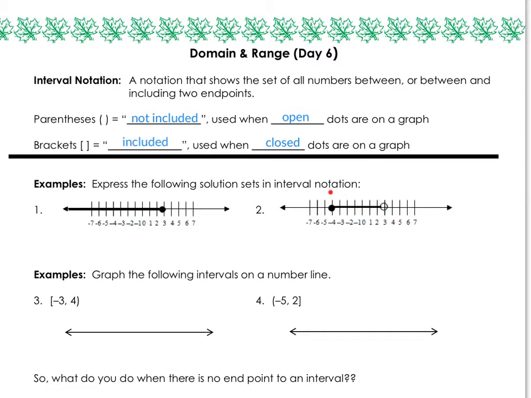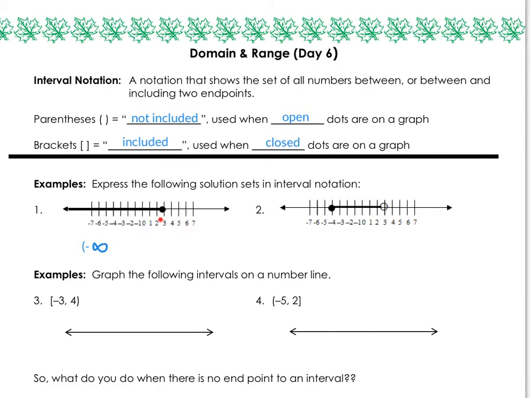Okay, so let's look at an example here. Express the following solution set in interval notation. So basically we've got to see, where am I going? What's the furthest left and right? Where are the bounds? Well, this arrow means that it's continuing left forever. So that means that it's going to be negative infinity. And this is how we write that. It looks like a sideways 8. So that is negative infinity.